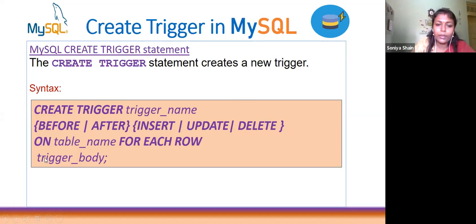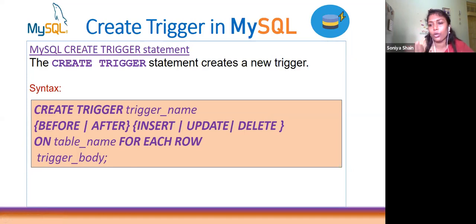Again, it continues with the table on which you have to do the operation. After insert, in which table do you have to do the operation? So on, give the table name, which table. For each row: I already told you that it is a row-level trigger, so it will happen for each row.